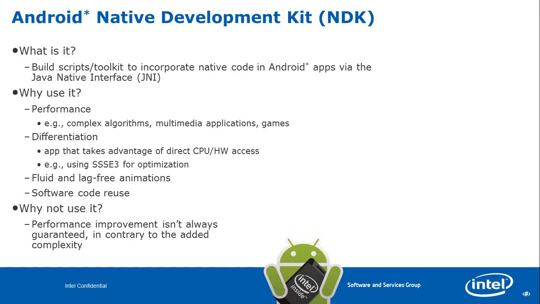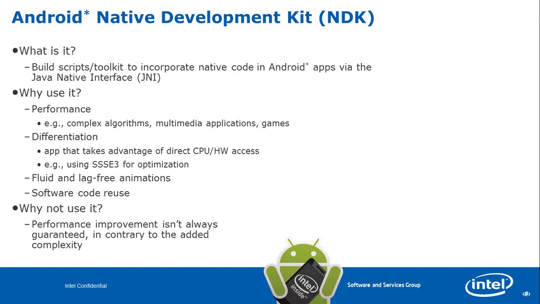That is because of the native code. So why is the native code so flexible? That's mostly because C and C++ are the most portable languages. When you already have C and C++ code, and somebody tells you that you can reuse that code in porting to an Android application, who is not happy? That's where the NDK plays an important role. Software code reuse is one of the greatest advantages of NDK applications. And then the fluid and lag-free animations.